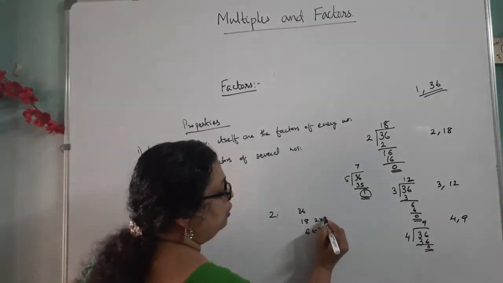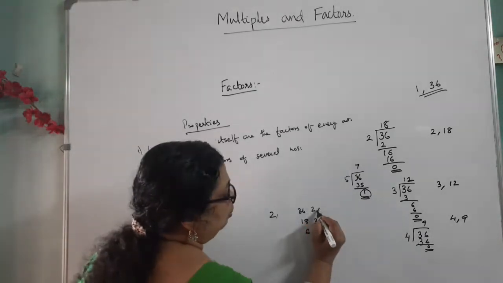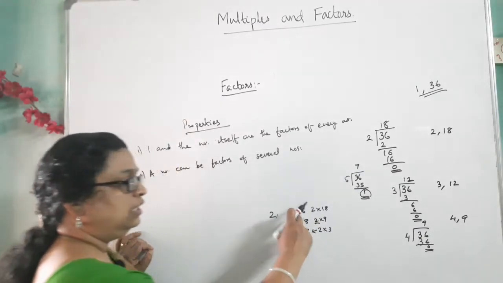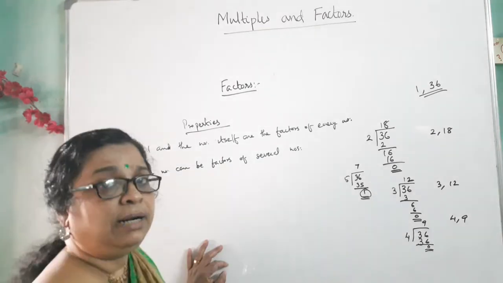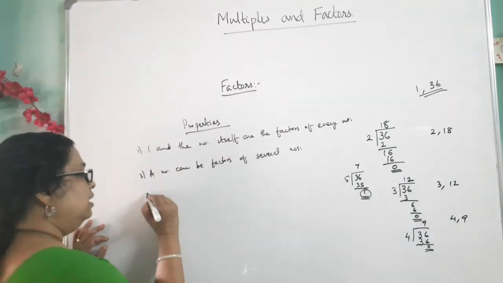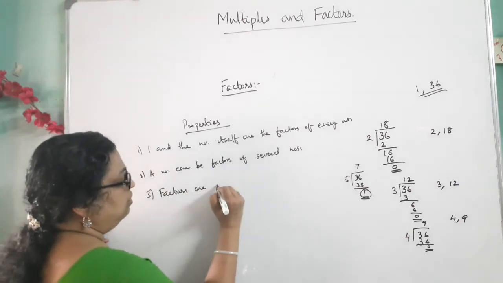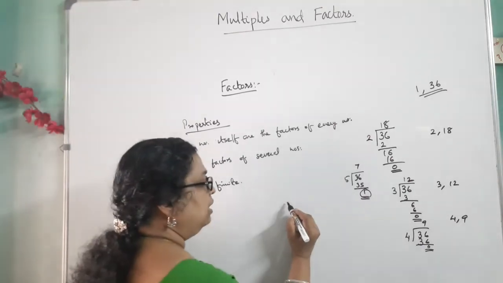Here 2 into 9 is equal to 18, so 2 is a factor of 18. Here 2 into 18 is 36, so 2 is a factor of 36 also. So a number can be a factor of several numbers. Multiples are infinite, but the factors are finite. Factors are finite. We take an example, 36.